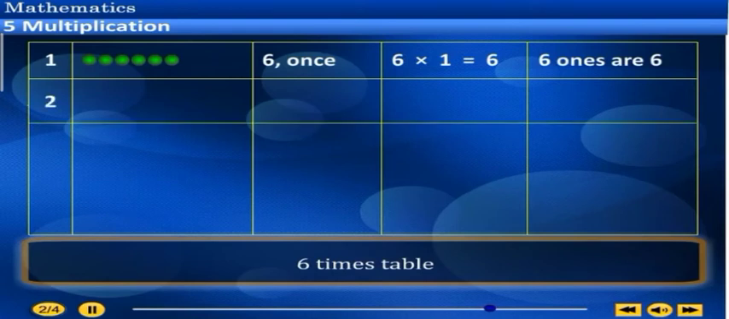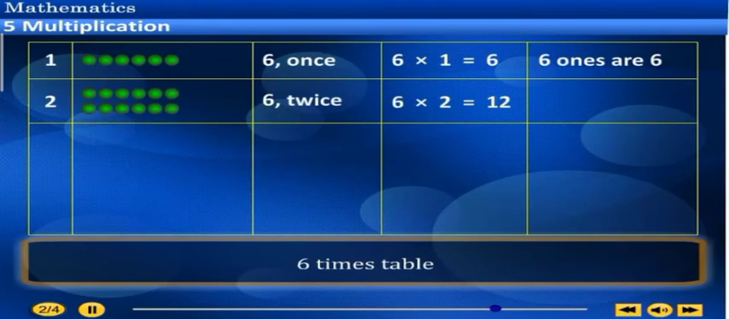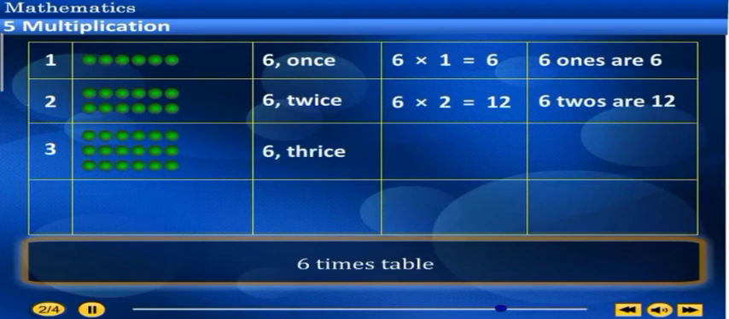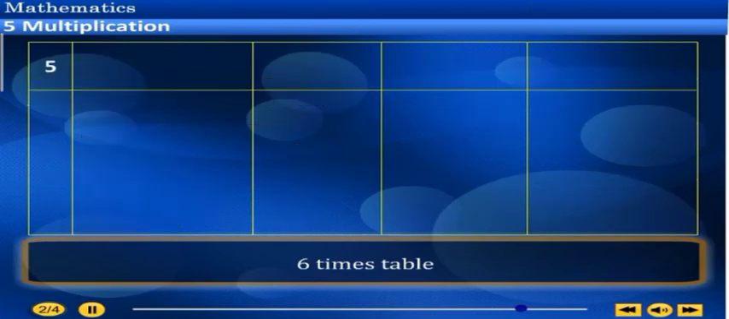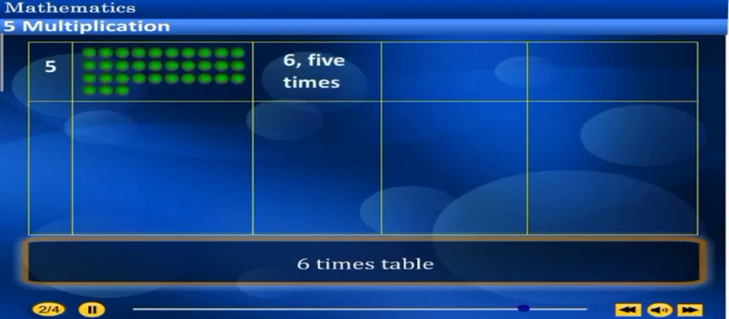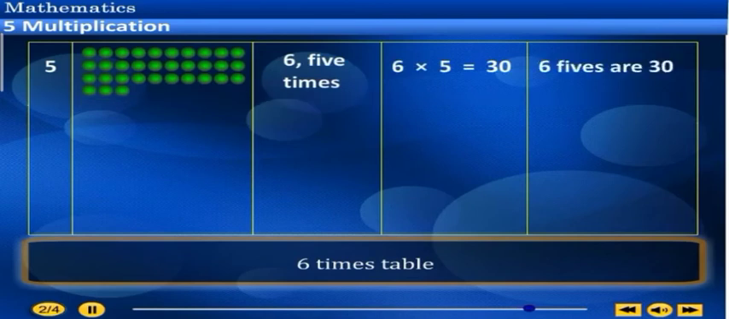6 ones are 6. 2. 6 multiplied by 2 is equal to 12. 6 twos are 12. 3. 6 thrice. 6 multiplied by 3 is equal to 18. 6 threes are 18. 4. 6 four times. 6 multiplied by 4 is equal to 24. 6 fours are 24. 5. 6 five times. 6 multiplied by 5 is equal to 30.